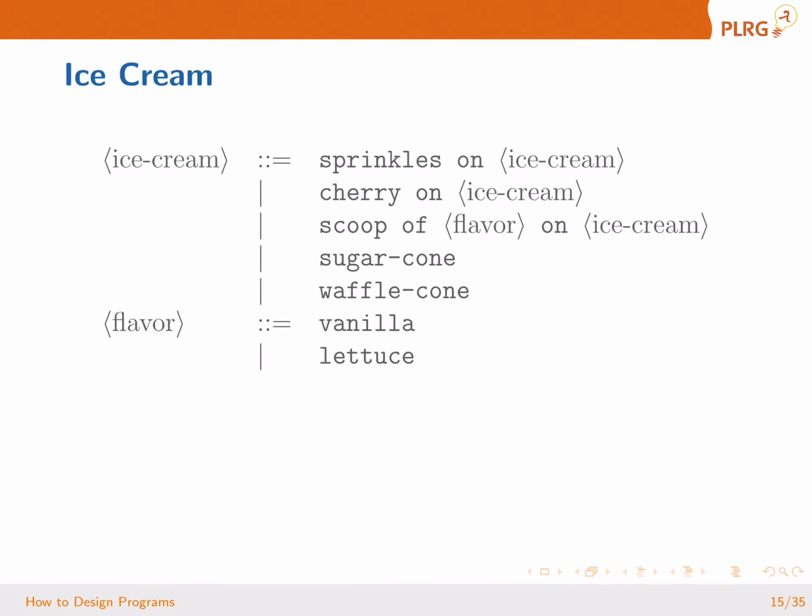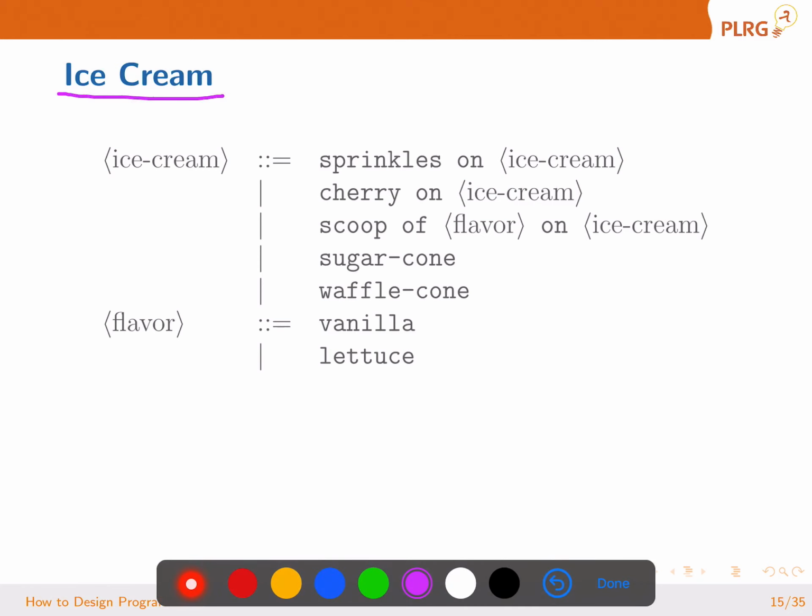So let's look at this example. Ice cream. This is a non-terminal ice cream, surrounded by these angle brackets. In this store, we have 1, 2, 3, 4, 5 ways to make an ice cream. So there's sugar cone, and there is waffle cone, and it claims that just waffle cone is an ice cream. But you may not want that, right? We'd like to have, say, scoop of some flavor on ice cream.